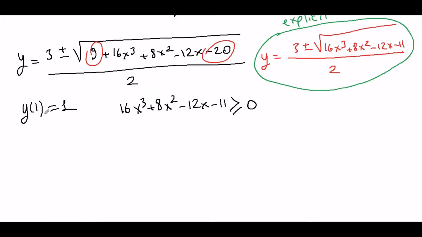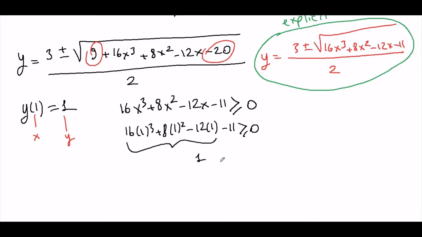If we plug in our x value and our y value, we obtain 16 times 1 cubed plus 8 times 1 squared minus 12 times 1 minus 11, which is equal to 1. So now we don't have to worry about the radical, because it is greater than or equal to 0. Now we would like to know which sign we are going to accept, plus or negative.